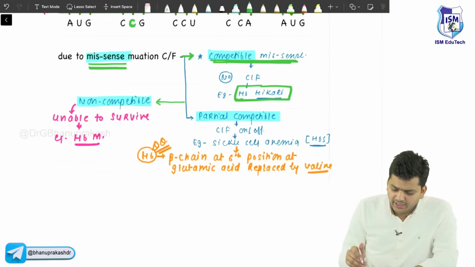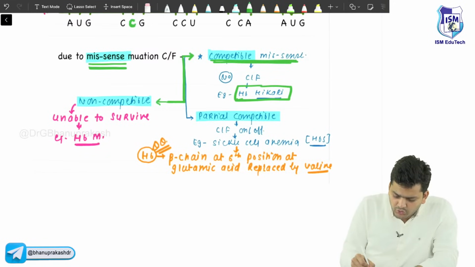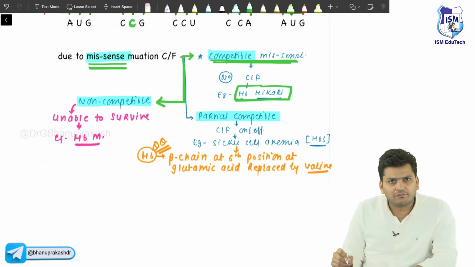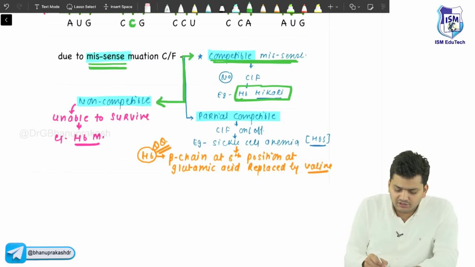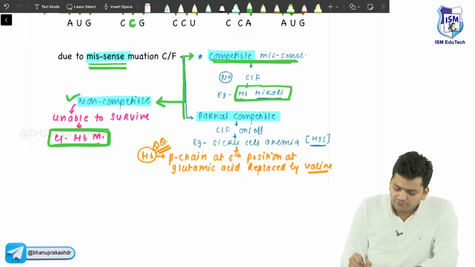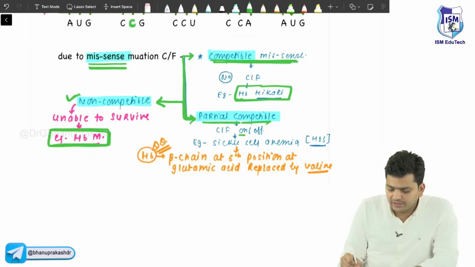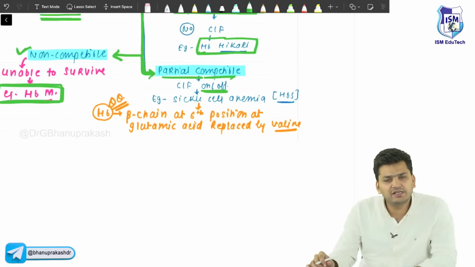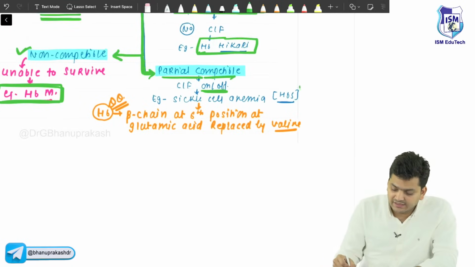But if the mutation is so deadly that the patient is not able to survive, the patient will die in utero. This is called a non-compatible mutation, that is HBM. The patient of HBM cannot survive. Now, if the mutation is having some symptoms on and off, the clinical feature is on and off, that is called partially compatible. The example is sickle cell anemia.